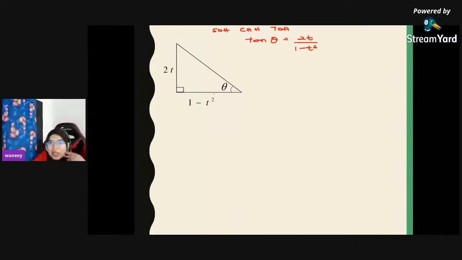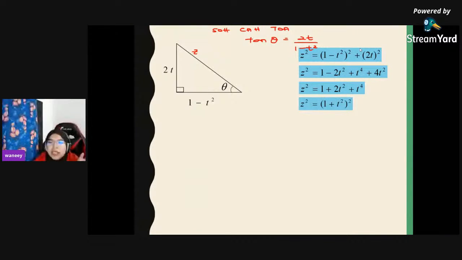Now, in order to calculate the sine and the cos, I need to know the value of the hypotenuse. So we need to use the Pythagoras theorem. Let's call it z. So z square is equal to (1 minus t square) plus (2t) square. The opposite square plus the adjacent square will become the hypotenuse square. Simplify a little bit, and you end up with z equal to 1 plus t square. So that is our hypotenuse. Let me write this down: this is H, this is the opposite, and this is the adjacent.